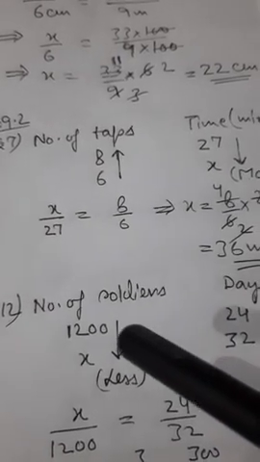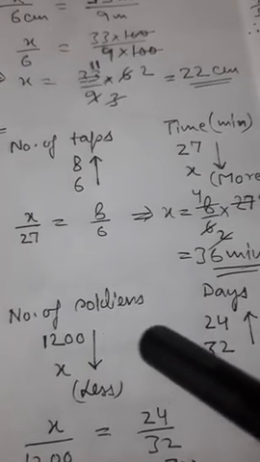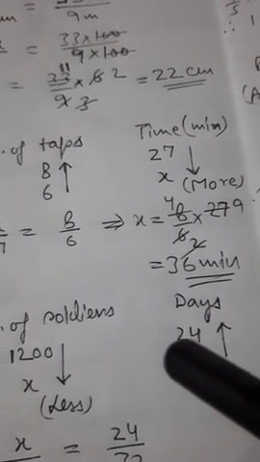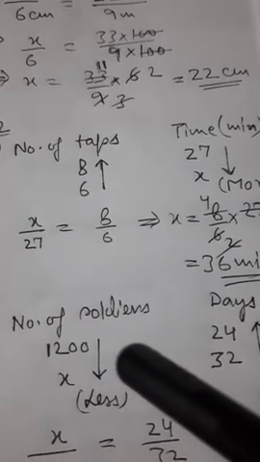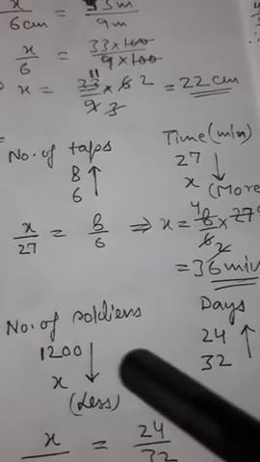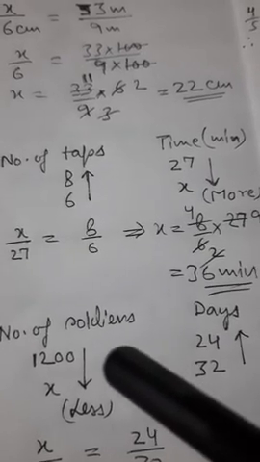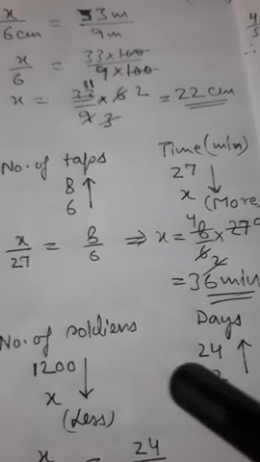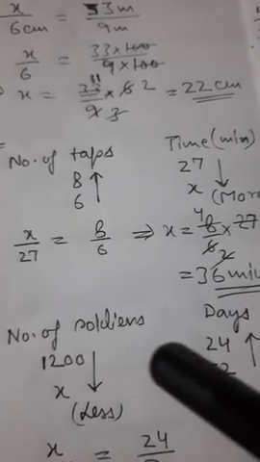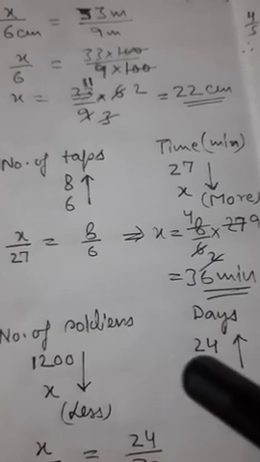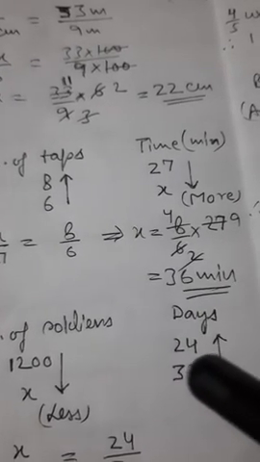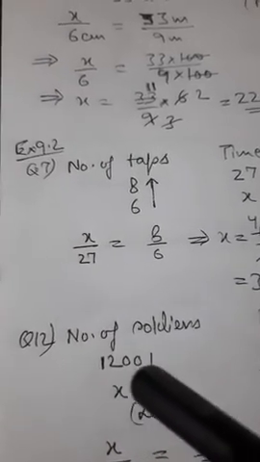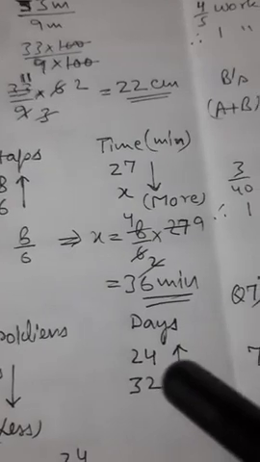Question says 1200 soldiers have ration for 28 days. So why have I written 24 here? Because the question also says after 4 days. So that means they are comparing the situation after 4 days, not at the beginning. After 4 days out of 28, how many days are left? 28 minus 4, that is 24. So after 4 days, 1200 soldiers have ration for 24 days.